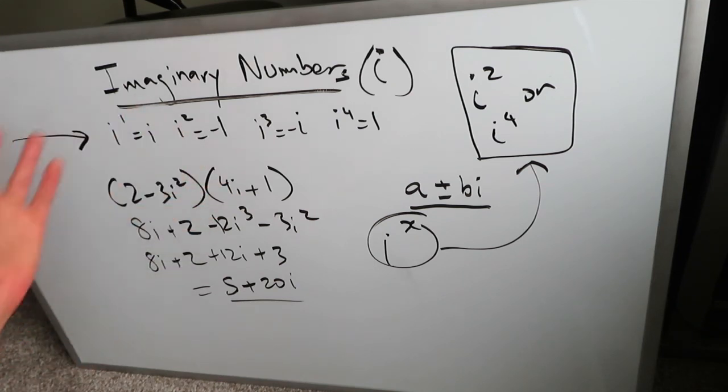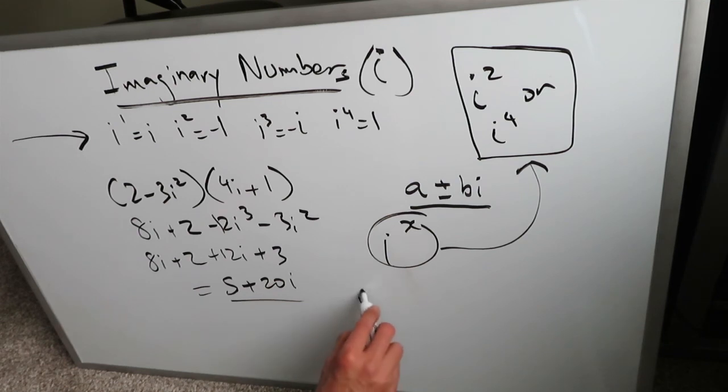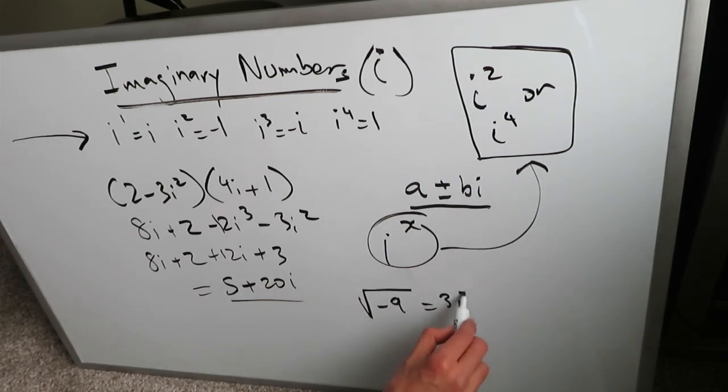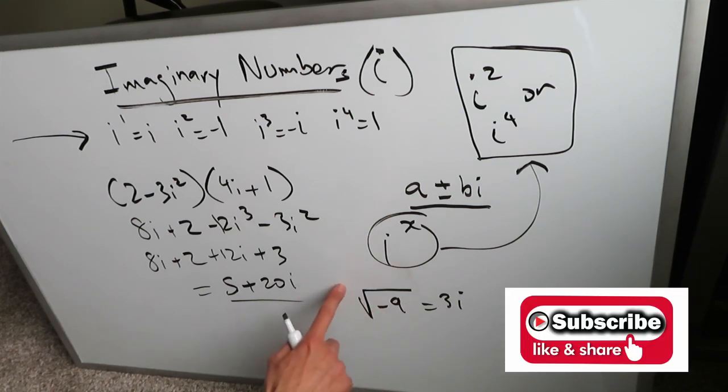And again, this was on imaginary numbers. Imaginary numbers come from negative roots, even roots. If you have the square root of minus 9, you're going to get 3i, right? Negative roots, square roots, even roots will generate imaginary numbers.